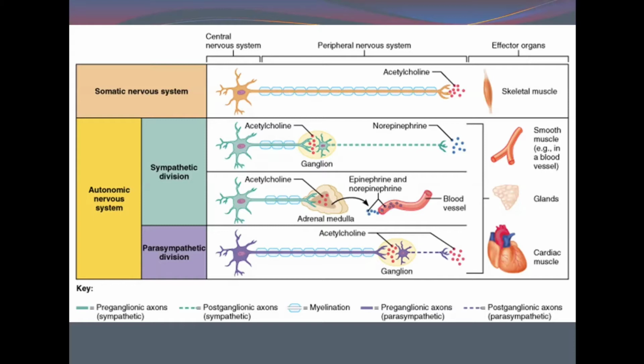In parasympathetic nervous system, the cell body is located in the central nervous system, from where the preganglionic fiber runs in the peripheral nervous system, ends at ganglion, from where the acetylcholine is released. From this site, the postganglionic fiber originates and runs to the target tissue, and the released neurotransmitter is acetylcholine. The innervated tissues are smooth muscle, glands, and the cardiac muscle.